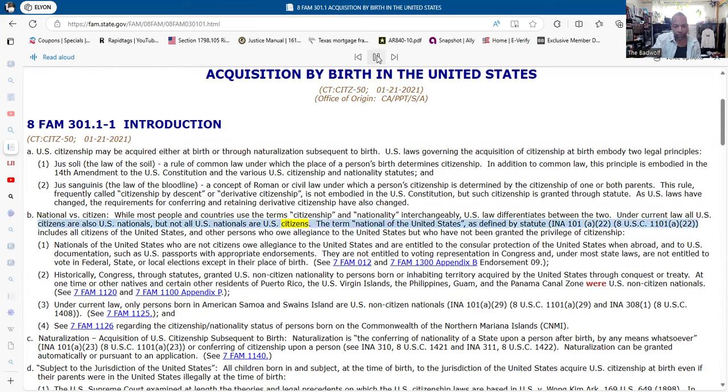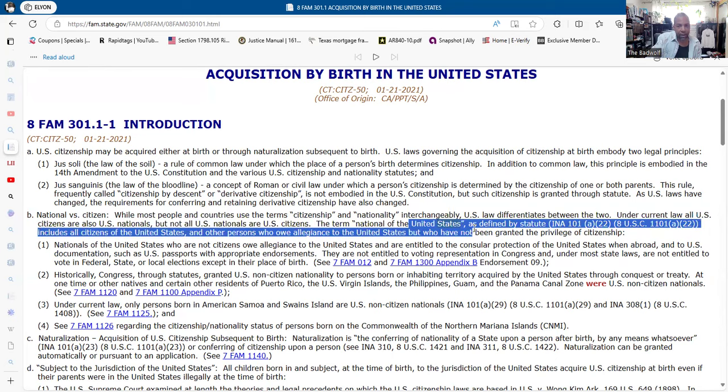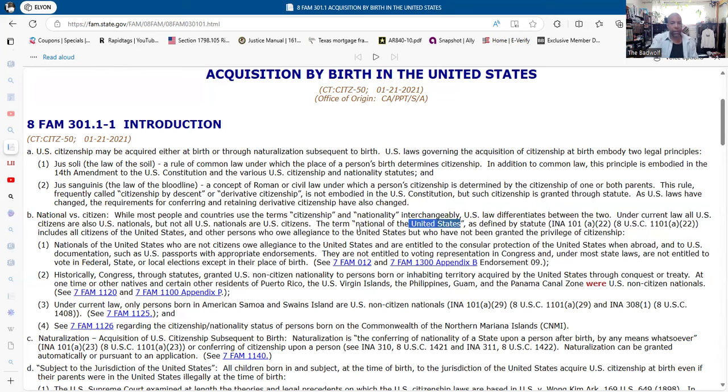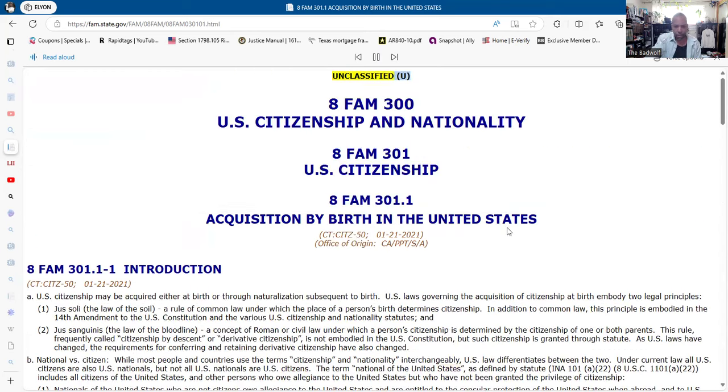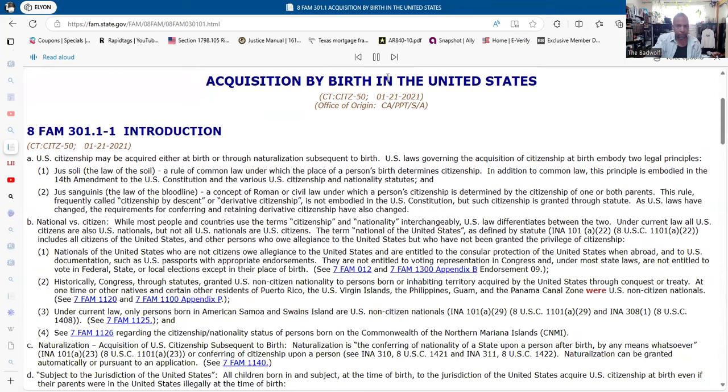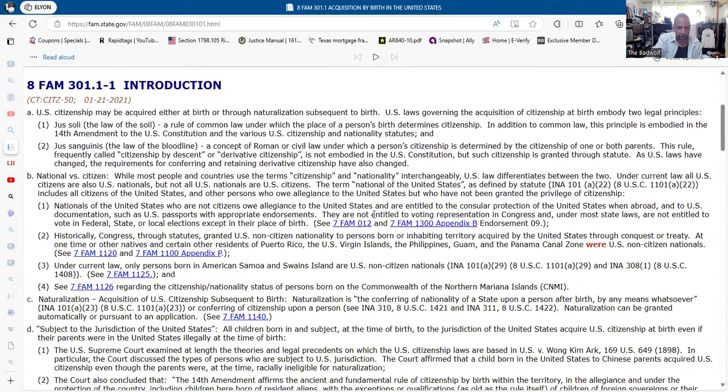So let's keep going. Citizens. The term national of the United States. Okay, so now they're throwing in from U.S. national. They started off with the word national. Now they're showing that there's a U.S. national, and now they're referring to it as a national of the United States. So these all right here are all the same thing. They've changed these words over the years, but those three are the same things. Can also include the word state citizen that they don't mention here. But let's keep going. Unclassified, U.S.C. 300. Hold on, jumped around on me.